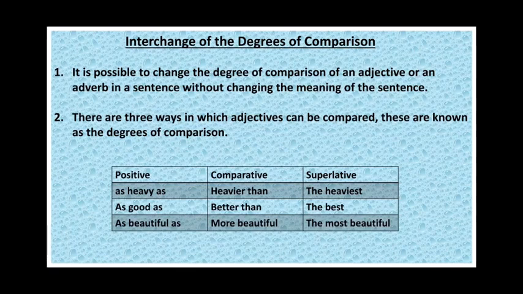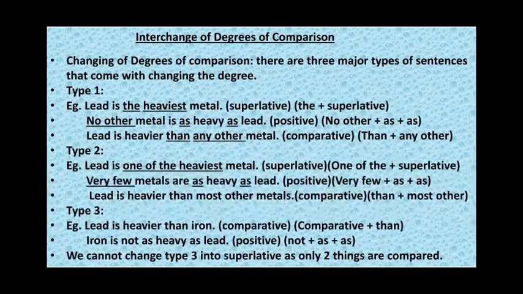So children, these are the steps in which you can change or interchange the degrees of comparison. There are three major types of sentences that come with changing the degree. Type 1, let's see the examples. Lead is the heaviest metal. So children, you can see this is a superlative sentence or degree. In this we have the plus the superlative, that is the word heaviest.